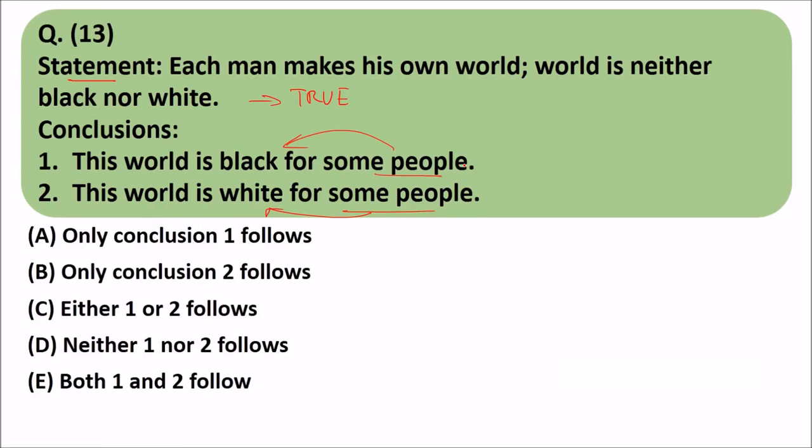They have already given that. That means that it is not this. So that means that this is correct as well as this is correct. So answer is E. Both 1 and 2 follow. Please remember, it is not that if people make the world black, then other people cannot make it white. Every man can make his own world. If there are 3 people, one can make it white, one can make it black, the other one can make it both black and white or anything like that. Okay? So remember over here the answer is both 1 and 2 follow.